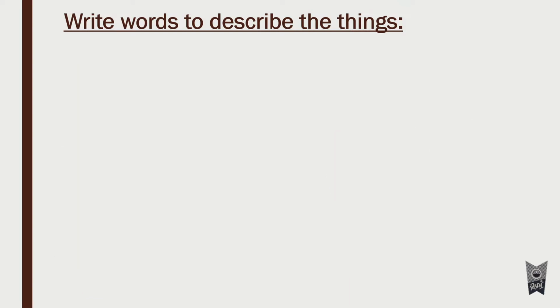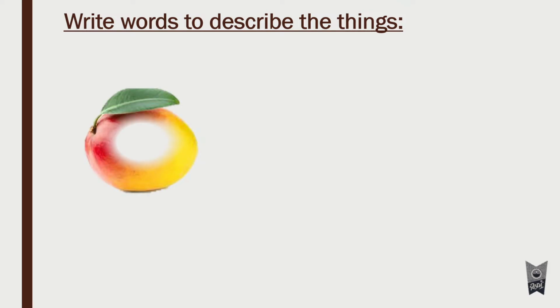Okay. So let's take a look at some more examples. Okay. What is this? Yes, you're right. It is a mango. So how is the mango? A ripe mango. Okay. Are there some other words which you can use to describe? Ripe means what, do you know? Ripe means पका हुआ, पिकलेला.